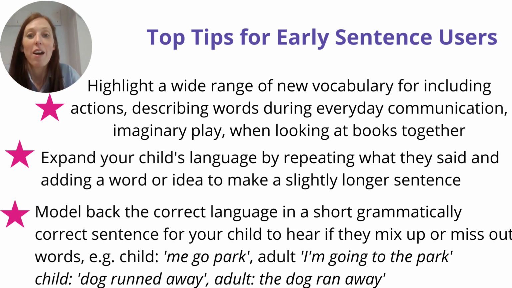When your child speaks in a short sentence, you can expand their language by adding a word or idea to make a slightly longer sentence. So you might add in a wee describing word or a wee extra idea in their sentence. You can also model back the correct language if your child makes any wee errors. So if they mix up or miss out any of the parts of the words or the words. So for example, if they said me go park, you could repeat back, I'm going to the park. If the child said dog runned away, you could repeat back, the dog ran away.